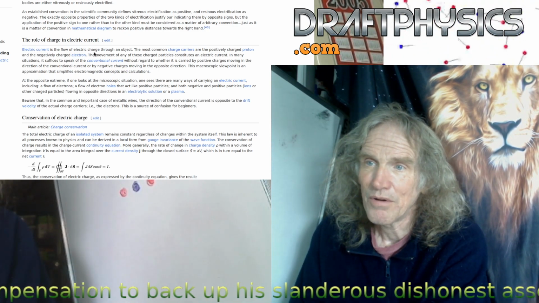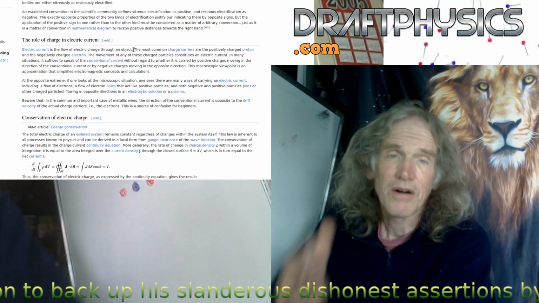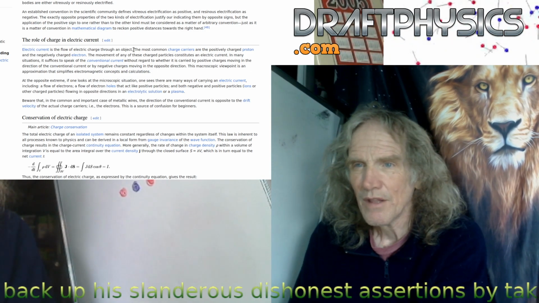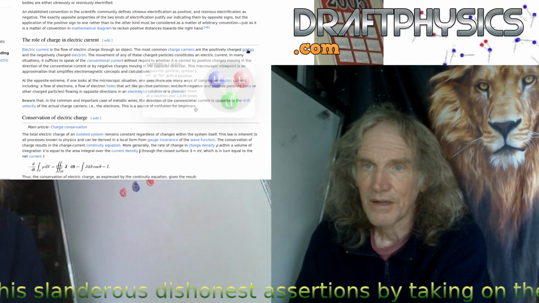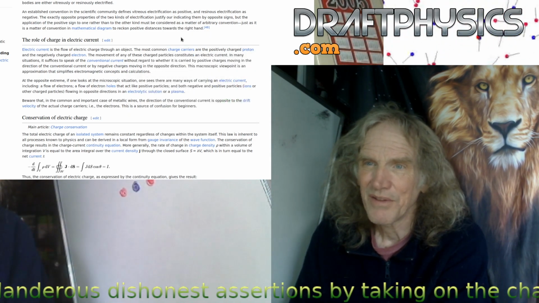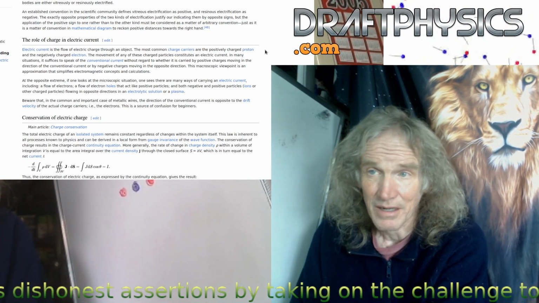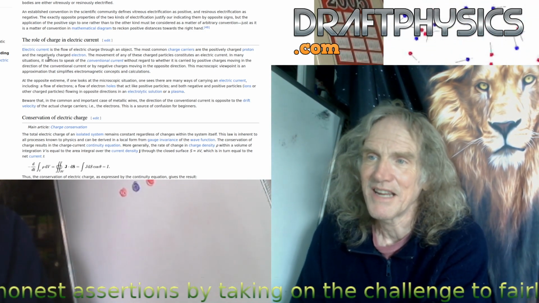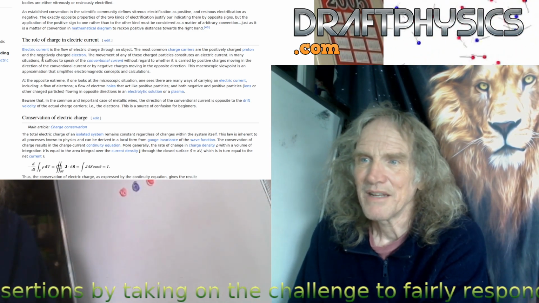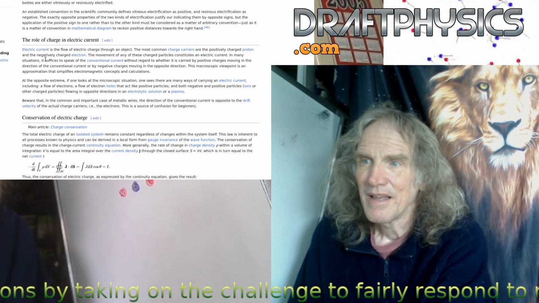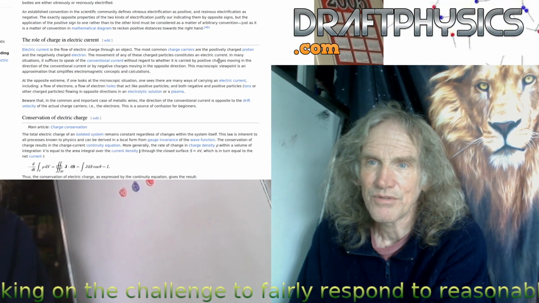Electric current is the flow of electric charge through an object. So we're talking about the flow of charges, which are electrons. The most common charge carriers are the positively charged proton. So we know that the proton's not moving, so it's not carrying. It would be kind of wrong to say it's carrying. It just happens to be charged, but it doesn't do any of this carrying of force. And the negatively charged electron, the movement of any of these charged particles constitutes an electric current.